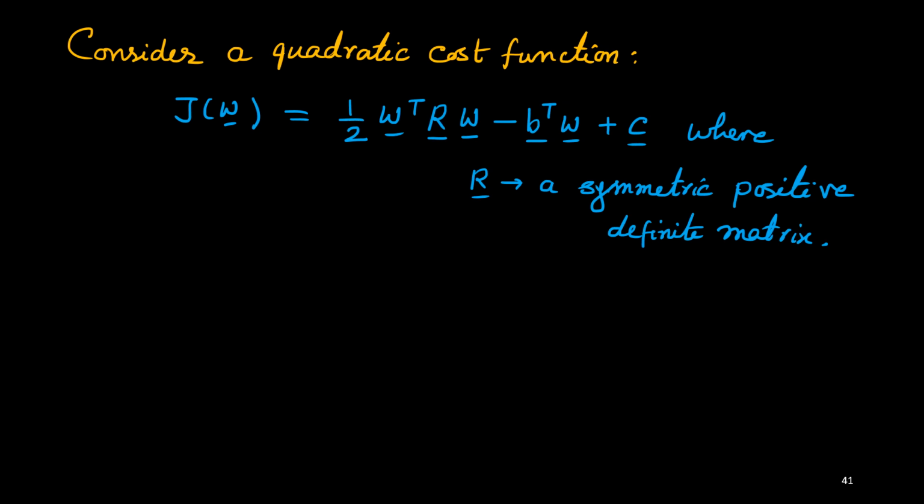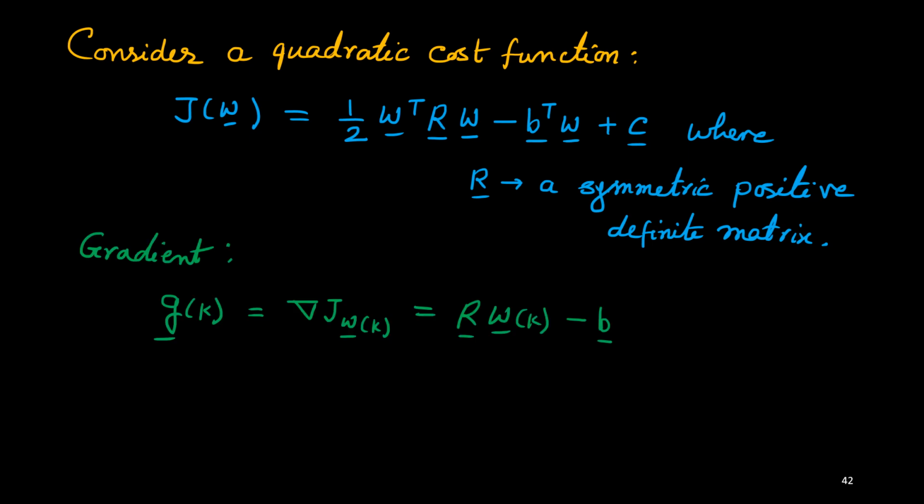Now I'll consider one simple case that is called quadratic cost functions of this form. J of w, I'll consider in this way, half w transpose R w minus b transpose w plus c. Here R is a symmetrical positive definite matrix, right?